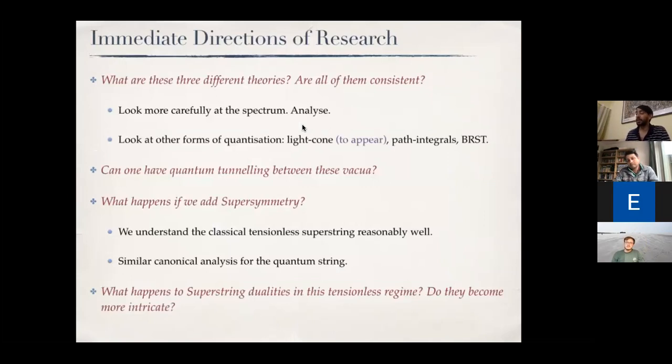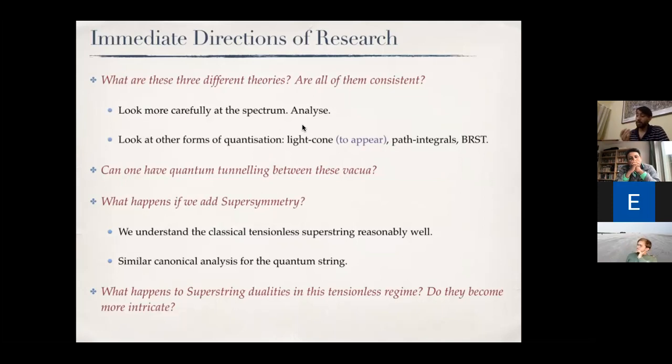There are lots of things to do. So we have these three separate theories. One has to look at them and see if all of them work out in the right way. Look at this spectrum more carefully. Look at other forms of quantization. I said a little bit about the light cone. This is something that should be out in a week or two. And you could look at path integrals, BRST. One could think of whether one could have some sort of quantum tunneling between these vacua.